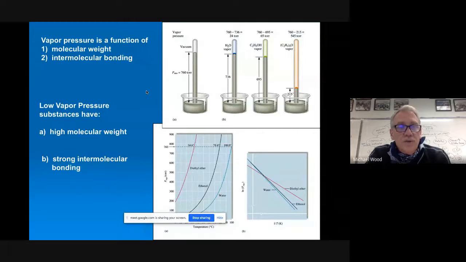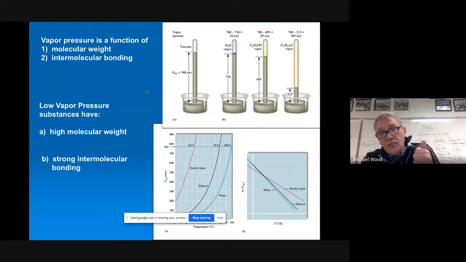Okay, so low vapor pressures means not very many molecules are evaporating. They have a high molecular weight, so they're more polarizable, and they have strong intermolecular bonding. So again, as the intermolecular force goes up, the vapor pressure goes down.